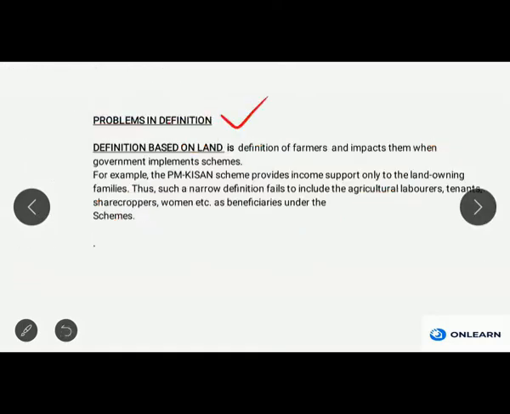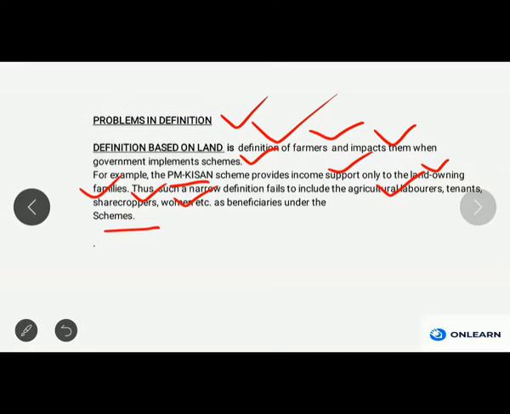Now, let us look into the problems in the definition. The definition of farmers based on land has a great impact on the implementation of government schemes. For example, the PM Kisan scheme provides income support only to land owning families. Such a narrow definition fails to include agricultural laborers, tenants, sharecroppers, women, etc. as beneficiaries under the scheme. Now, this is the problem that the article deals with, and this is what you need to understand from the perspective of this news article. Let us move on to the next news article.